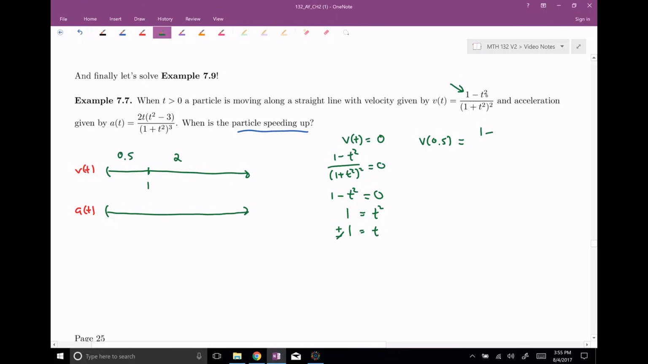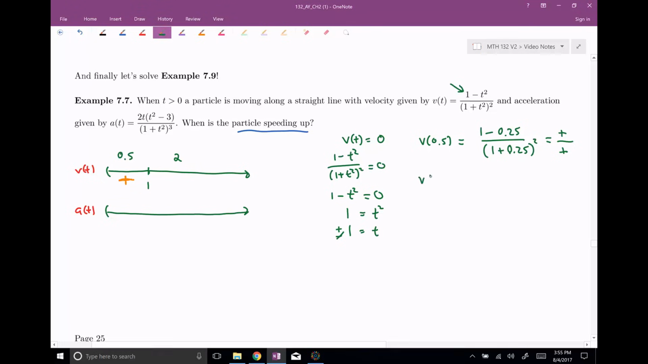So 1 minus 0.5 squared, remember 0.5 squared is going to be a quarter, 0.25. And then in the denominator, we have 1 plus 0.5 squared, so that's going to be 1.25, all being squared. And again, I really don't care about what this number ends up being. I only care about is it positive or negative. And so we'll notice that in the numerator, this is going to be positive. And in the denominator, you're going to have 1.25 squared. That's also going to be positive. So you're going to have positive divided by positive. So therefore, on this interval, the velocity is going to be positive.